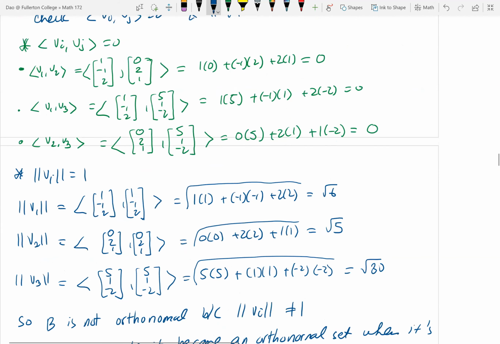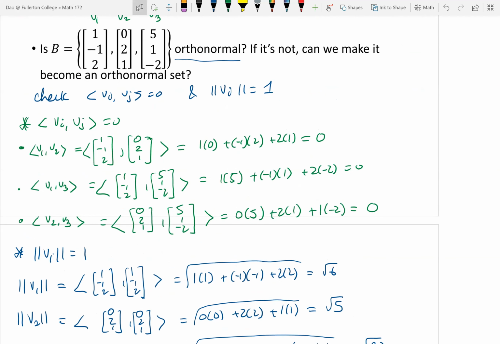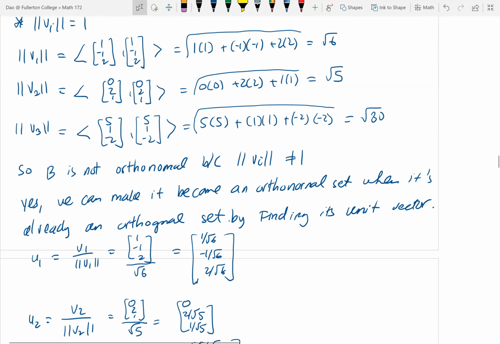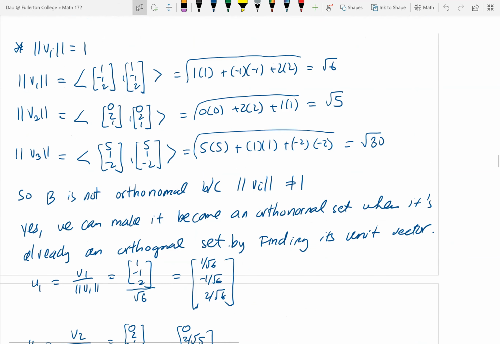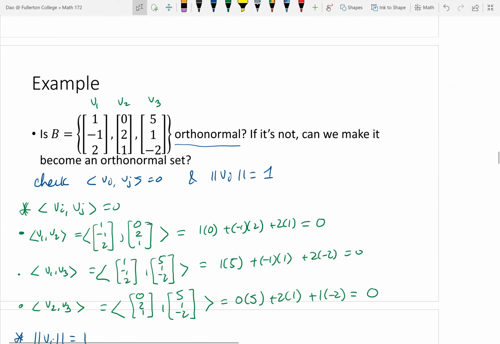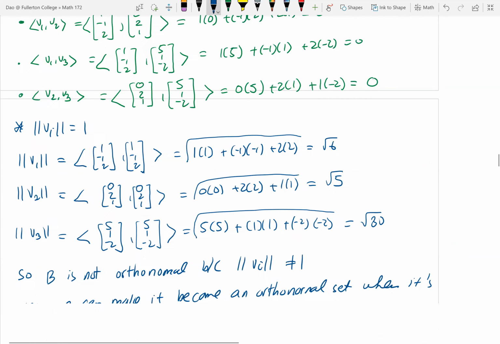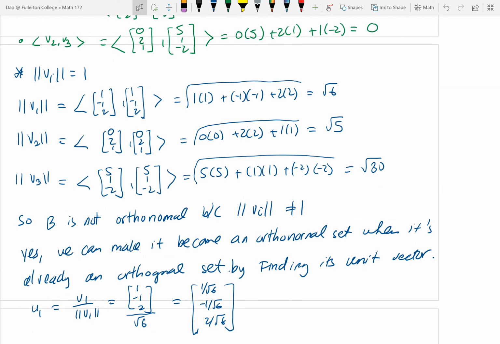Okay, so not every set can become an orthonormal set. If the set is already orthogonal, then you can make that orthogonal set become an orthonormal set. Make sense? So in order to create an orthonormal set, you better verify that it's already orthogonal. You verify that first. If that's good, then you can make it become an orthonormal set. Does it make sense? Okay, good.